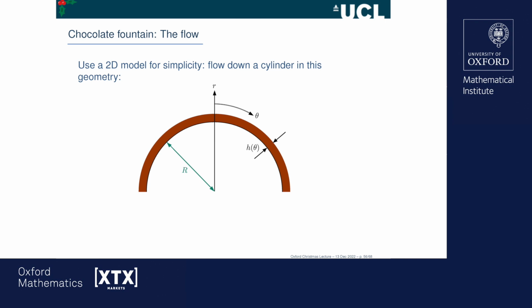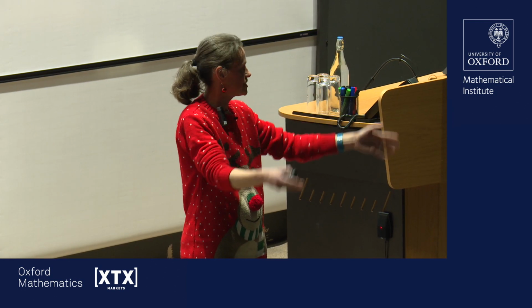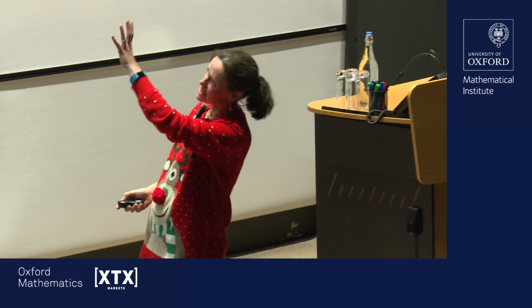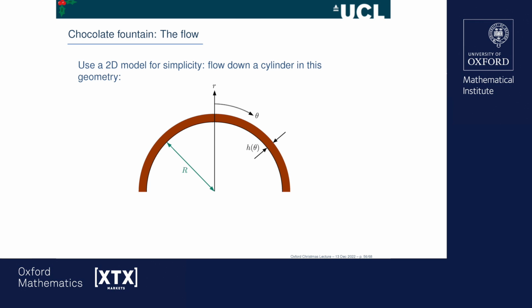So, simplifying assumptions. I'm going to assume that we're working in 2D, just because it makes it a tiny, tiny bit easier. To be honest, that's an assumption we shouldn't have made. It didn't make it that much easier, but having made it, I'm not going to redo the calculations. So this is a cylinder now. We've got a cylindrical chocolate fountain and stuff's flowing down the sides. And that's the way I've set up my geometry. So capital R is the radius of the dome, and H, which depends on theta, the angle down from the top, is going to be the thickness of the fluid.